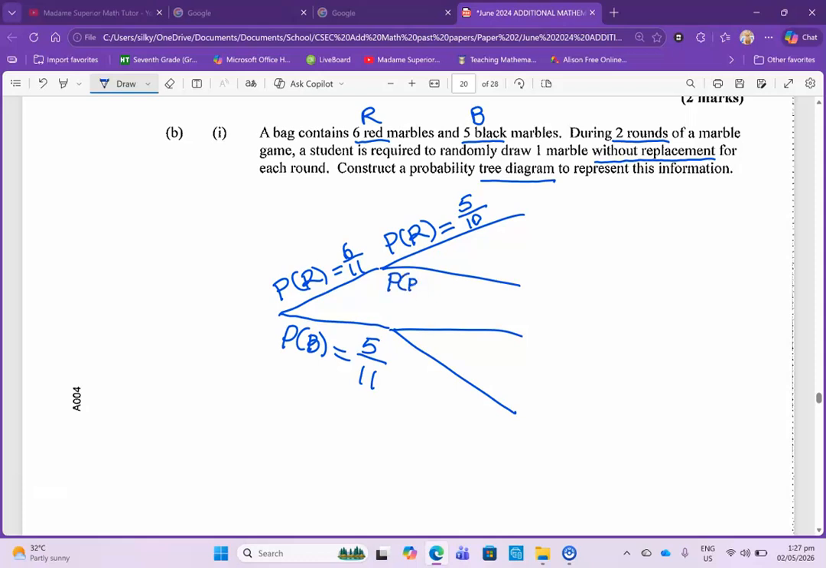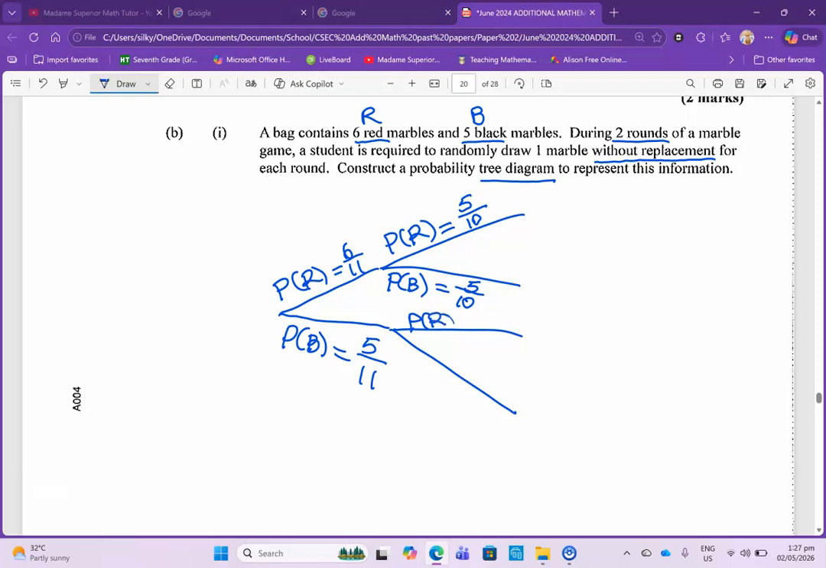So the probability of picking a black marble this time, given that I already picked a red marble, the total is out of 10 because I'm 1 marble less. I'm not replacing that red marble, but I still have 5 black marbles. So it's 5/10. And of course, you also need to know that the 2 branches need to add up to 1. Alright? So let's look at the other branch.